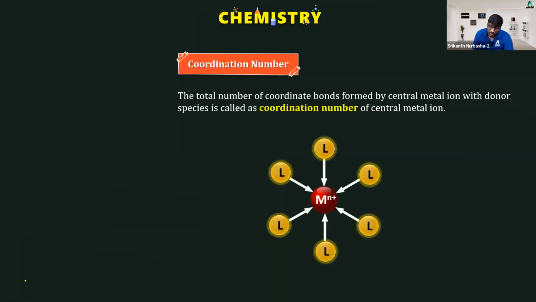These are the basic terminologies. Coordination number: the total number of coordinate bonds formed by the central metal ion with the donor species is called the coordination number of the central metal ion. This is simple, right? How many coordinate bonds are formed, that will be equal to the coordination number in that particular complex. Generally, coordination numbers 2, 4, 6 are possible.